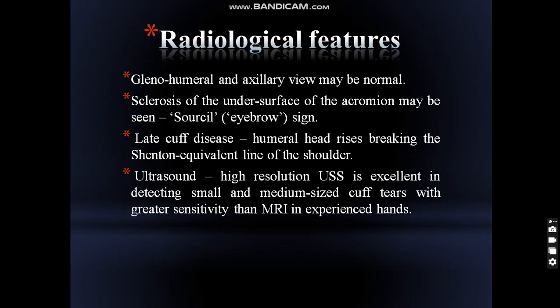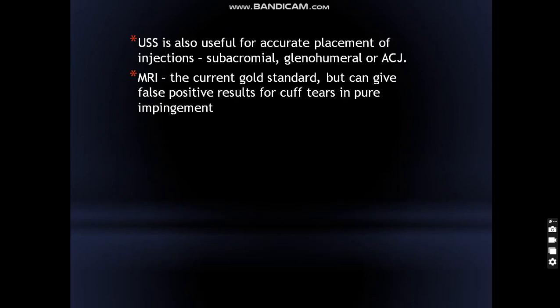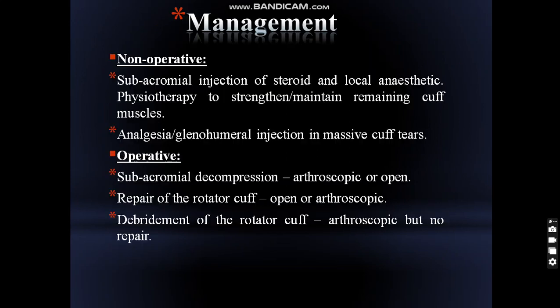Ultrasound: high resolution ultrasound is excellent in detecting small and medium sized cuff tears with greater sensitivity than MRI in experienced hands. Ultrasonography is also useful for accurate placement of injections, that is subacromial, glenohumeral or acromioclavicular joint. MRI, the current gold standard, but can give false positive results for cuff tears in pure impingement.